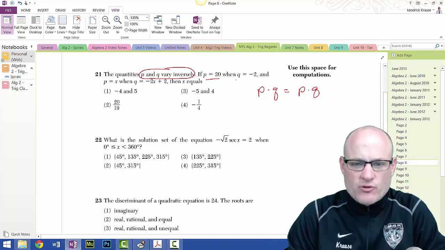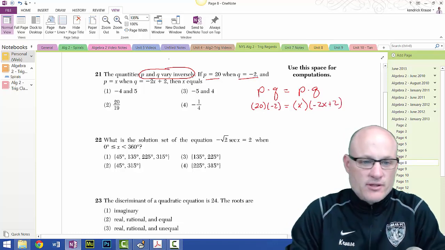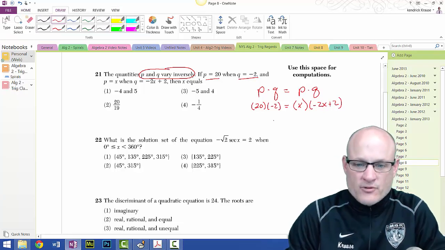So when P equals 20, Q equals negative 2. 20, negative 2. This one says P equals X, ooh, they're going to get hard on us. P equals X when Q equals negative 2X plus 2. All right, we got work to do. I thought this was going to be an easier one. So this is negative 40. Let me get a different color. This is negative 40 equals negative 2X squared plus 2X.